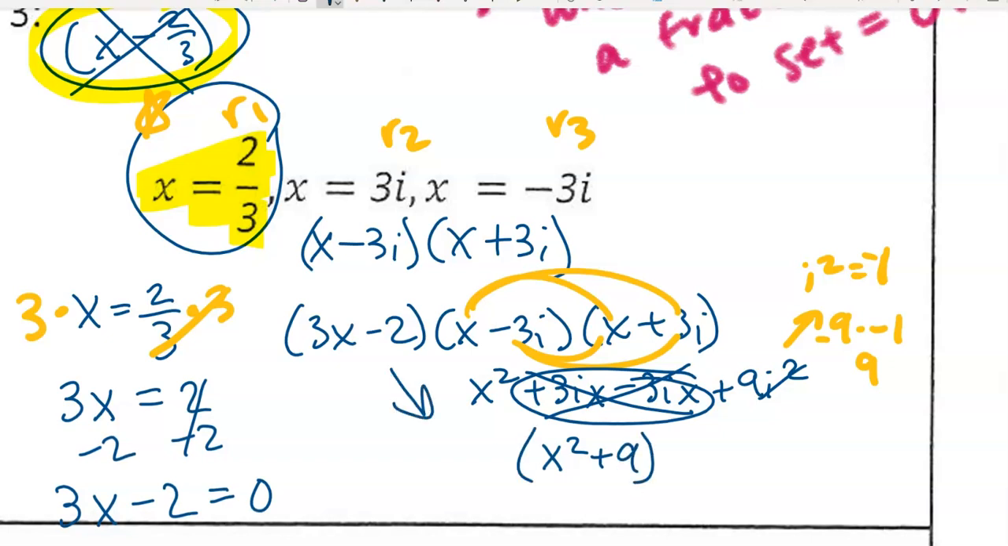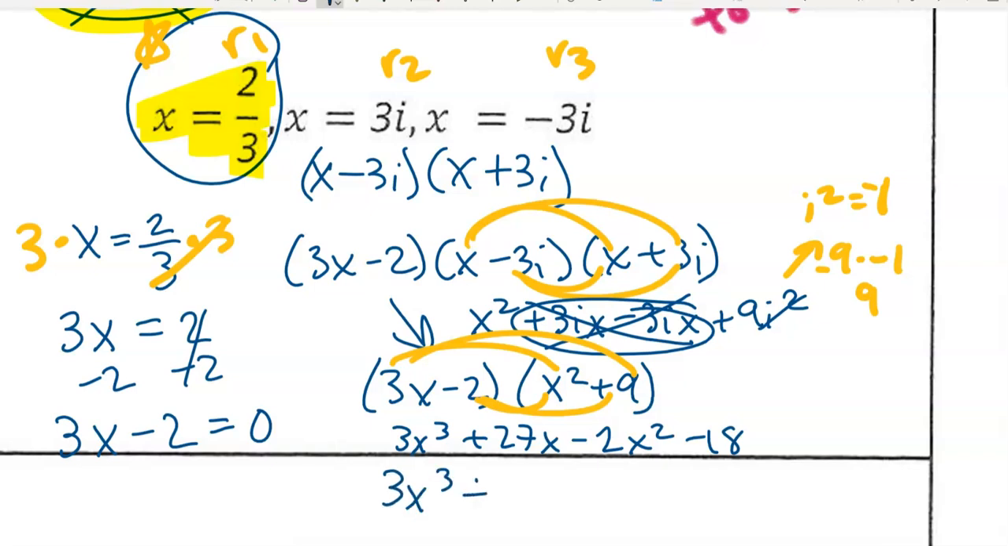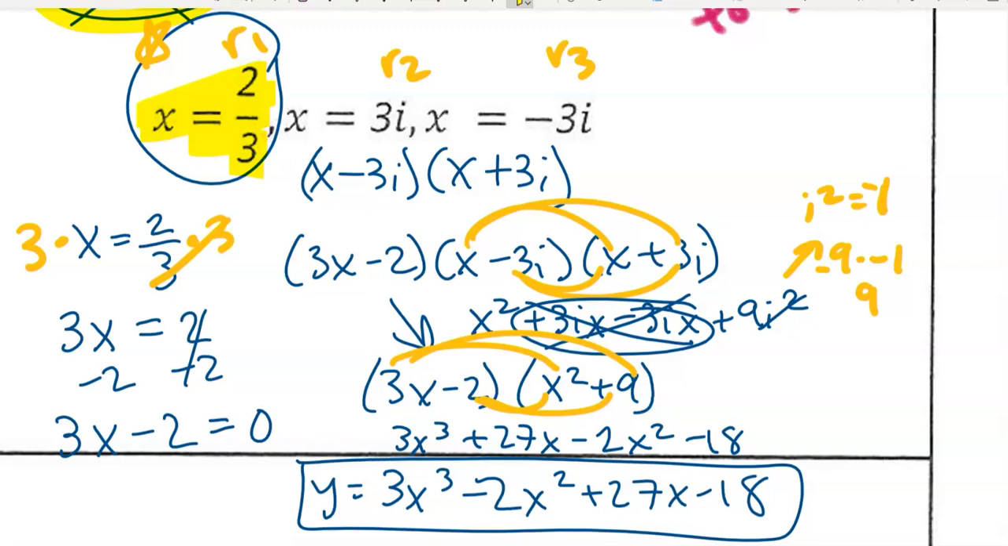Now we still need to multiply in this factor here. So now we multiply these out. 3x times x squared is 3x cubed. 3x times 9 is 27x. Negative 2 times x squared is negative 2x squared. And negative 2 times 9 is negative 18. Now writing this in standard form, here's our polynomial. And look at that degree. It was degree 3, and we have 3 roots.